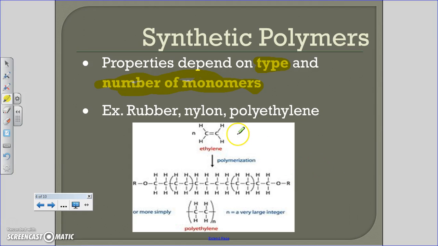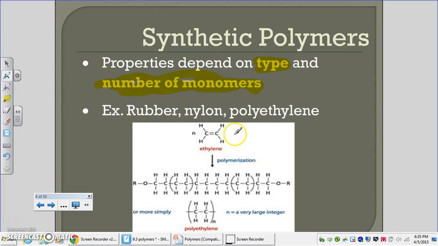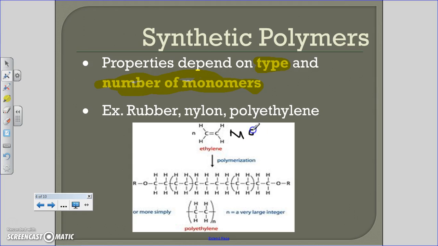We have ethylene, which is our unsaturated hydrocarbon, C2H4, and this is the monomer that's going to come together and form the polyethylene chain, which is seen here. The O and the R just means there's other things added to it at the end. Polyethylene, again, many ethylenes. So our synthetic polymers, the properties are going to be based on those two items, the type of monomer and the number of monomers. So ethylene is always going to be this monomer.